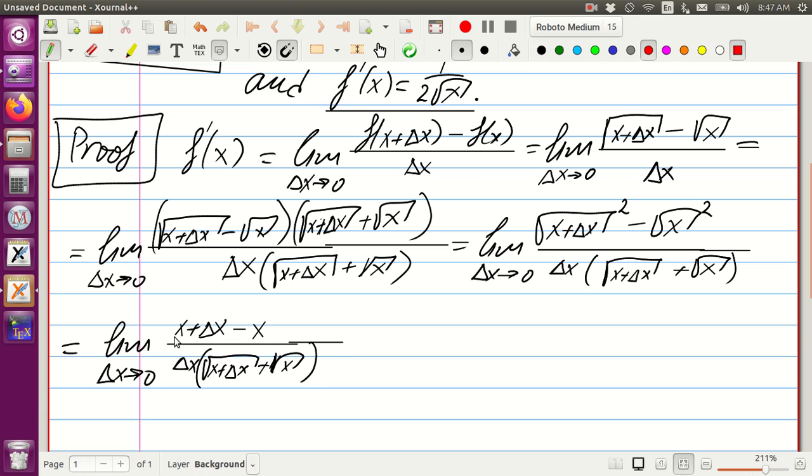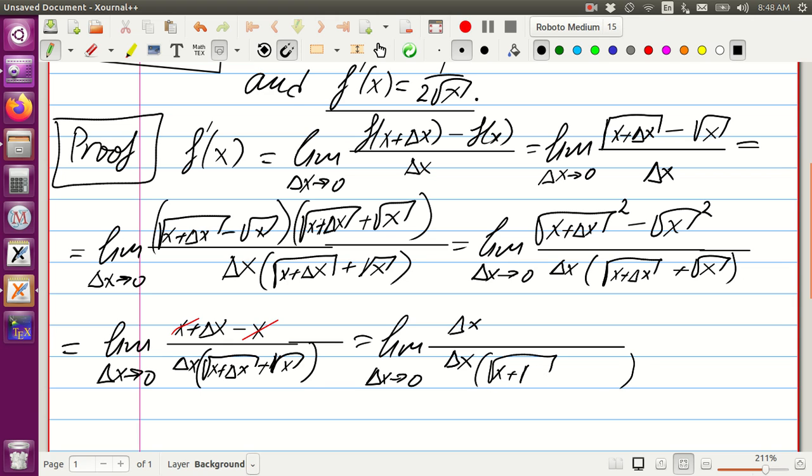We can clearly see that this x is with the plus and this x is with the minus, so they cancel. We get the limit as delta x goes to 0. Delta x is the only thing left in the numerator. We have another delta x in the denominator, and we have our big parenthesis here. So that's what we have. Now, we've done it many times, but still, can we divide by this delta x? Sure, because delta x goes to 0 means it's not going to be 0.